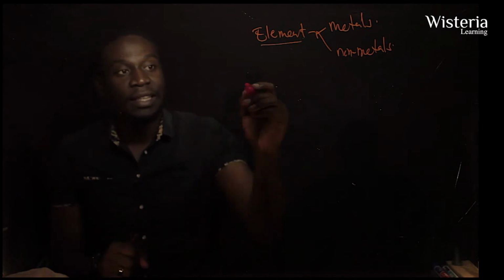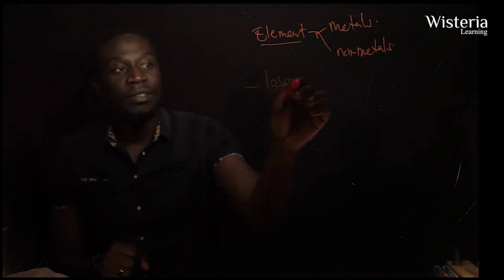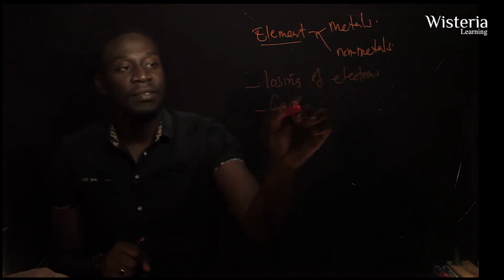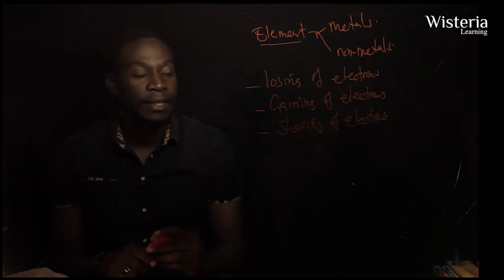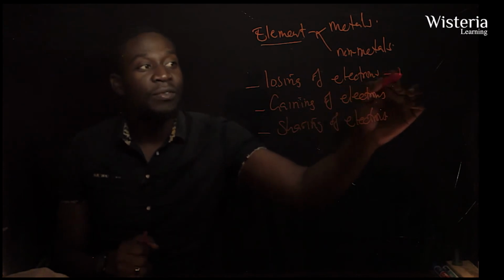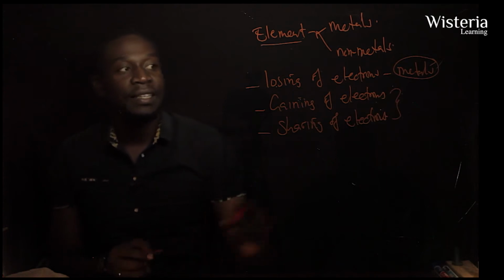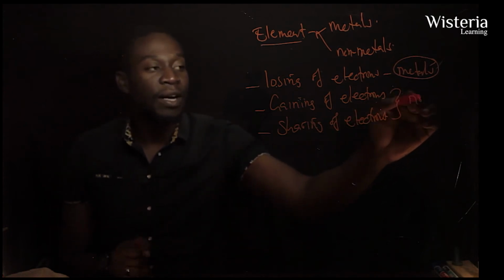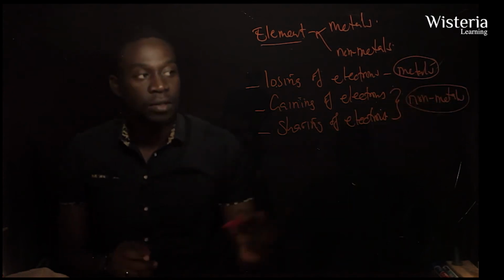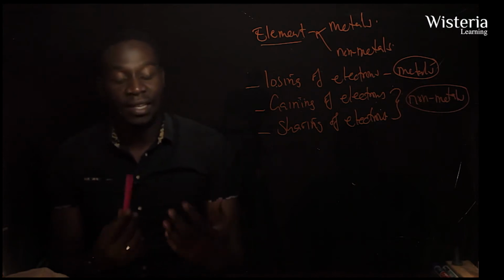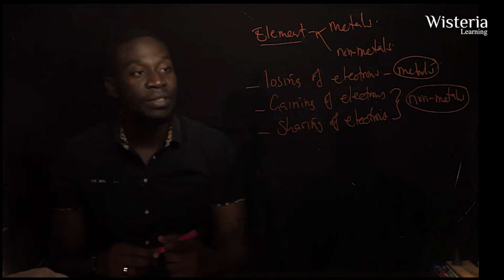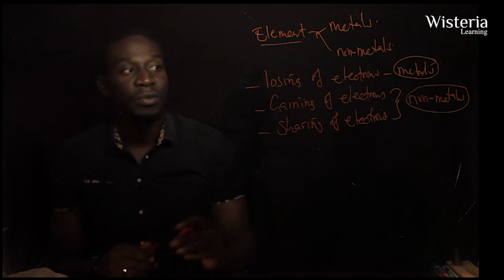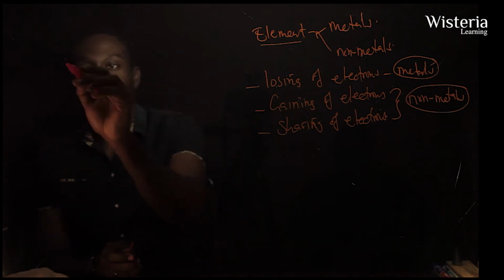So we said they become stable by losing electrons, then gaining electrons, and by sharing electrons. Losing of electrons is only for atoms of metals. Then gaining and sharing is only for atoms of non-metals. So atoms of non-metals will either gain electrons or share electrons, while atoms of metals will lose electrons. So we'll start with the losing of electrons.